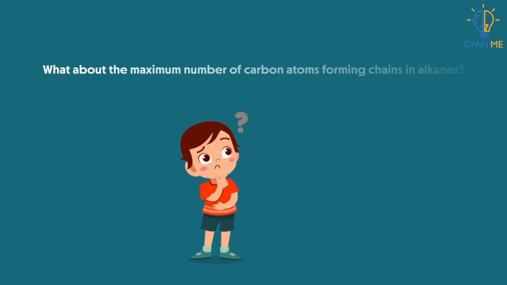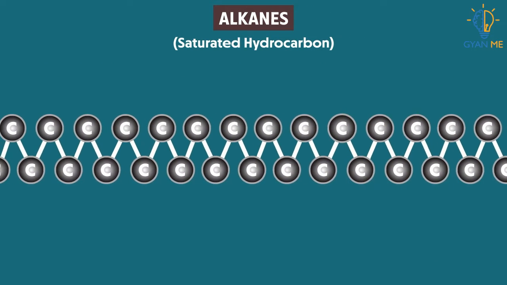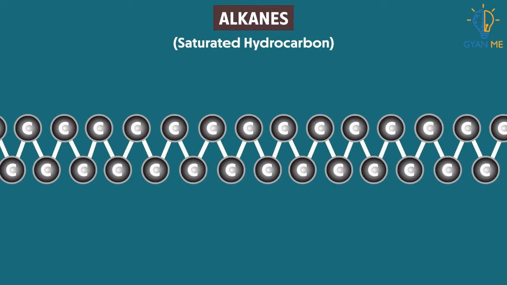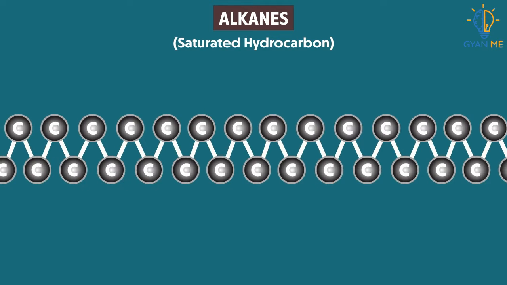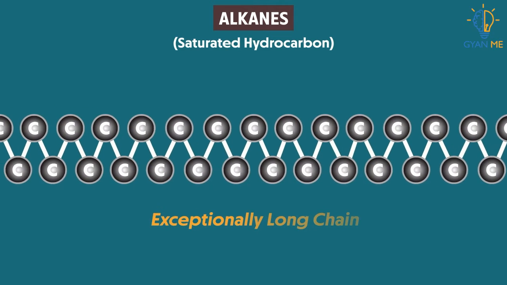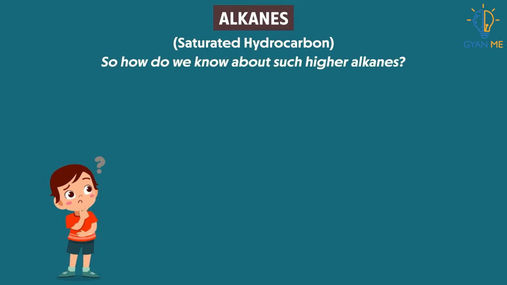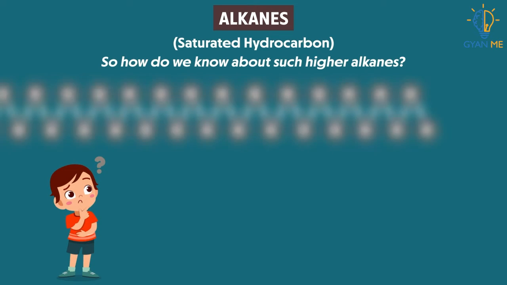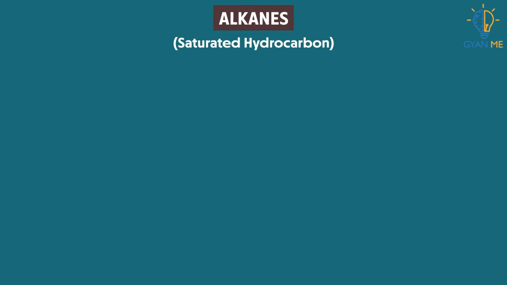What about the maximum number of carbon atoms forming chains in alkanes? Well, it's not possible for us to count the maximum number of carbon atoms that make one chain. This is because the carbon chains of these compounds tend to be very long, as they have a high number of carbon atoms. So how do we know about such higher alkanes? I mean alkanes that have very many carbon atoms. For this, we have a general formula to study.